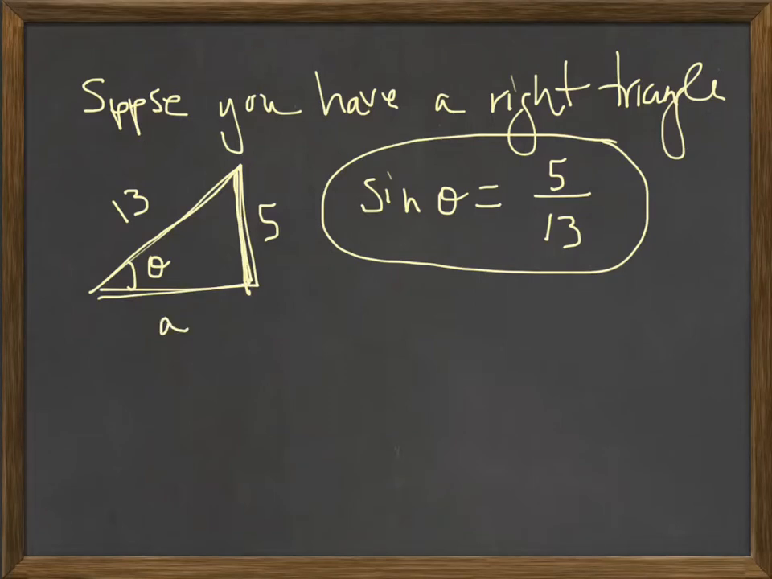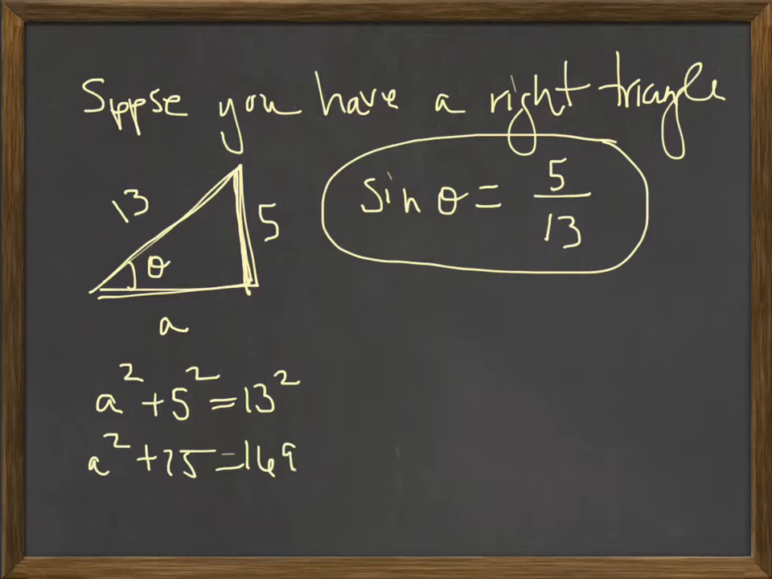Well, now we employ the Pythagorean Theorem, which says a squared plus 5 squared equals 13 squared, or a squared plus 25 equals 169, or a squared equals 144. This tells us that a must be 12. Now that we know a is 12, which means we now know the lengths of all of the sides of our triangle, we can find the other 5.